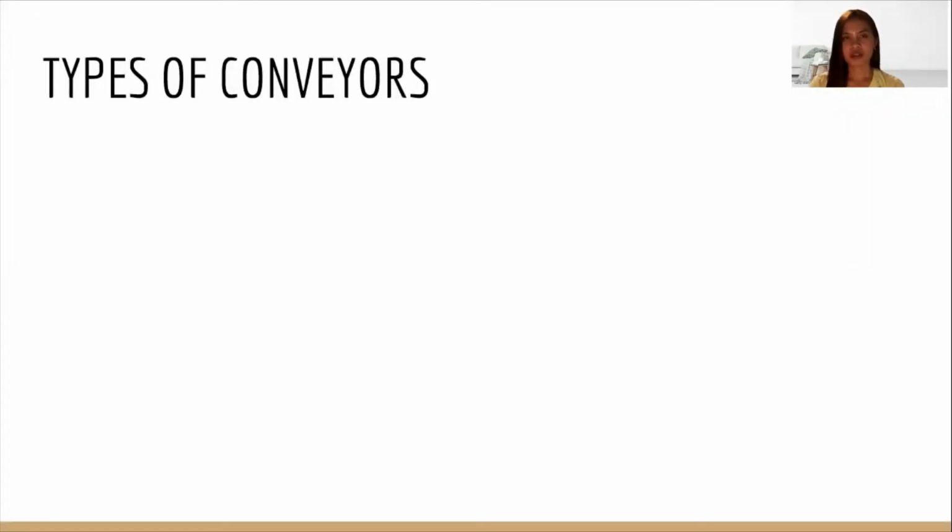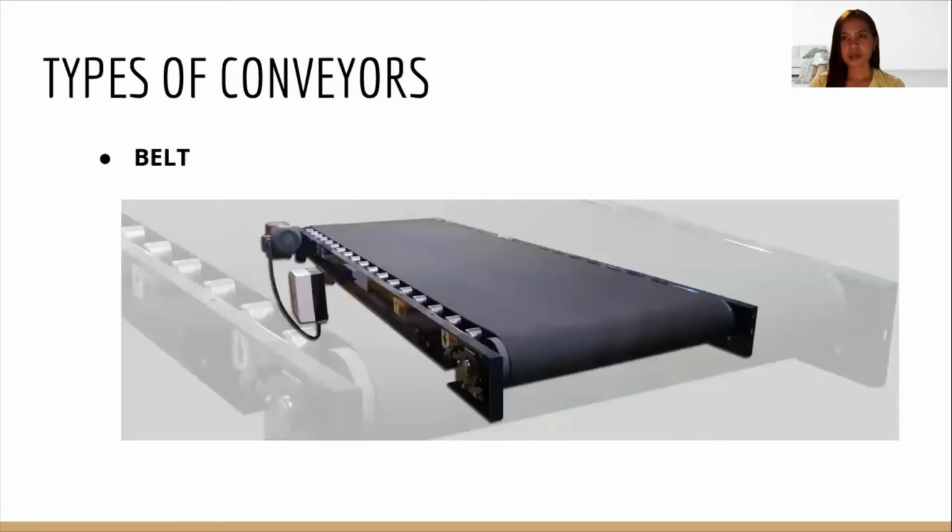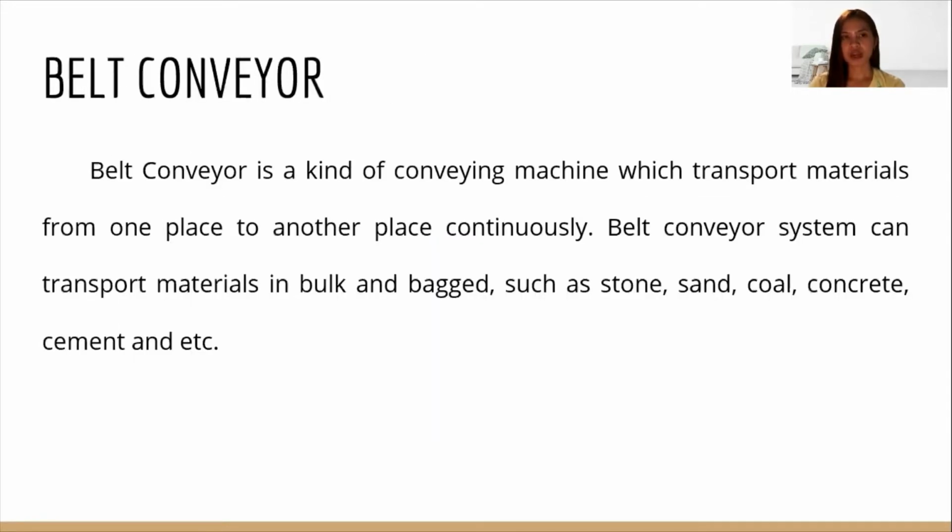Types of conveyors. The first type is the belt. A belt conveyor is a kind of conveying machine which transports materials from one place to another continuously. Due to conveyor systems being adaptive, they're able to be used in most industries due to the variation of weight, length, and items they can carry. Also, belt conveyors are the most commonly used power conveyors because they are less expensive. The next slide will show you how a belt conveyor works.